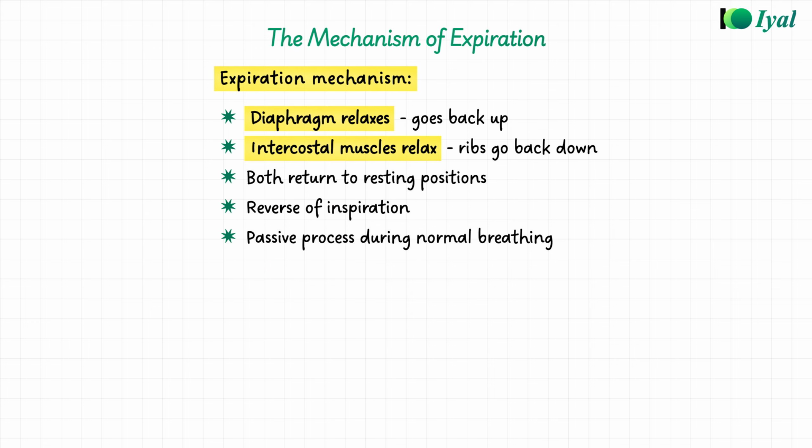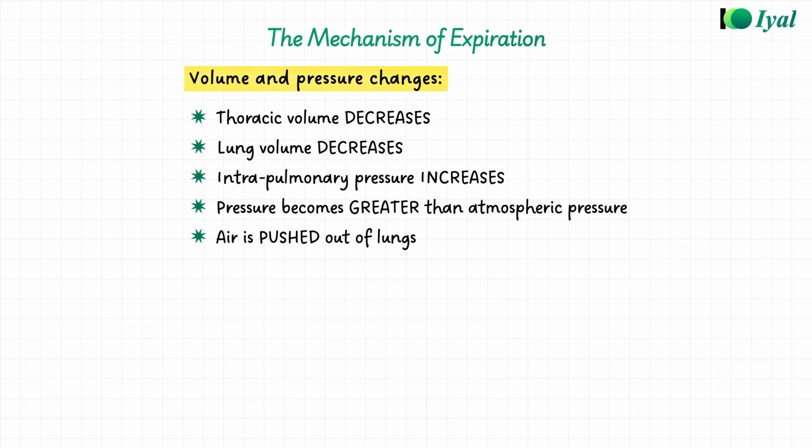Now let us understand expiration. It happens when the inspiration muscles relax. The diaphragm relaxes and moves back upward to its resting position. The external intercostal muscles relax, so the ribs go back down, and there are internal intercostal muscles. They can help push the ribs further down. So both the diaphragm and ribs return to their original positions. This is basically the reverse of what happened during inspiration. During normal quiet breathing, this is a passive process, means the muscles are not actively contracting, they are just relaxing. When the muscles relax and return to rest position, what happens? The thoracic volume decreases and lung volume also decreases.